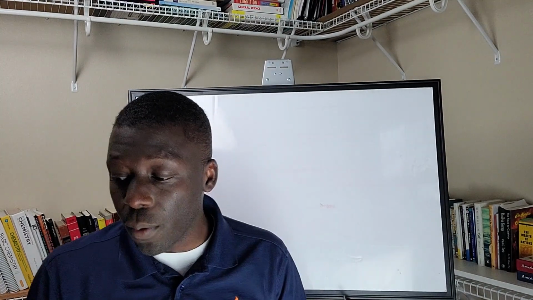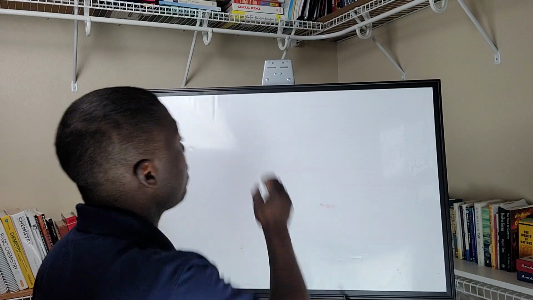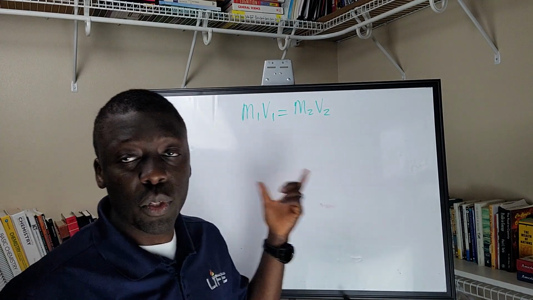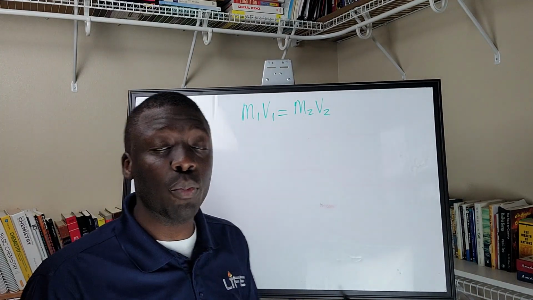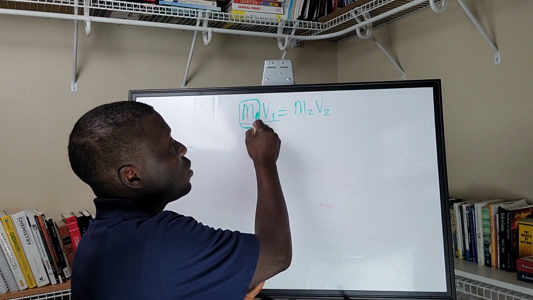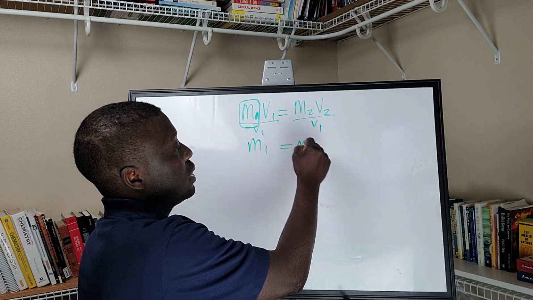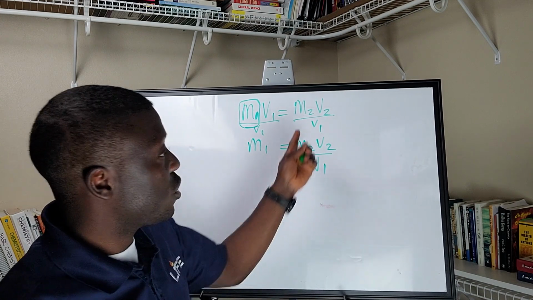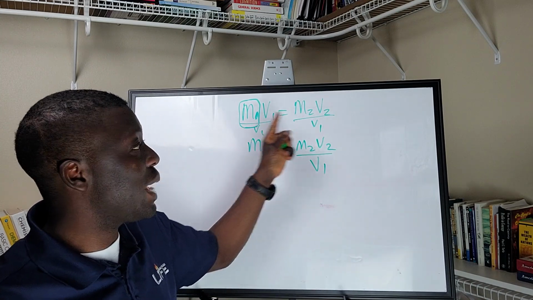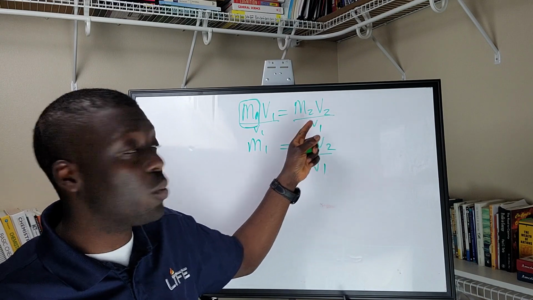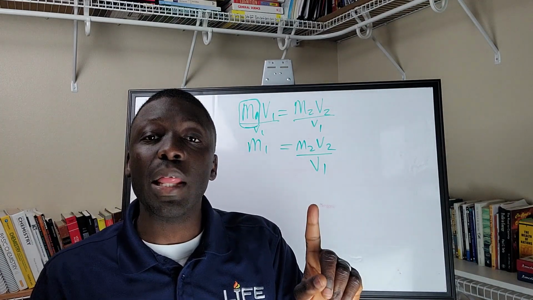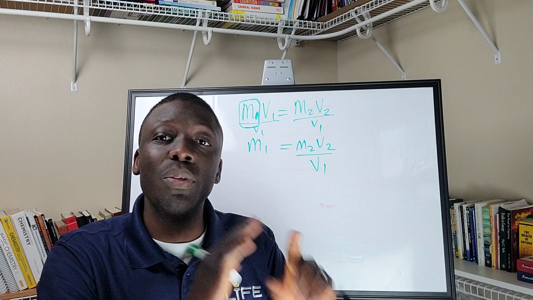So let's look at another example, a situation where they give you M1 V1 is equal to M2 V2. With this equation, if I'm looking for the molarity or the volume, recognize that if you're solving for M1, you divide both sides by V1. If you're solving for M2, you divide both sides by V2. If you're solving for V1, you divide both sides by M1. And if you're solving for V2, you divide both sides by M2. So when you're solving equations, it's always important to know, what am I looking for? And then what do I need to do to get rid of everything else around the thing I'm looking for?